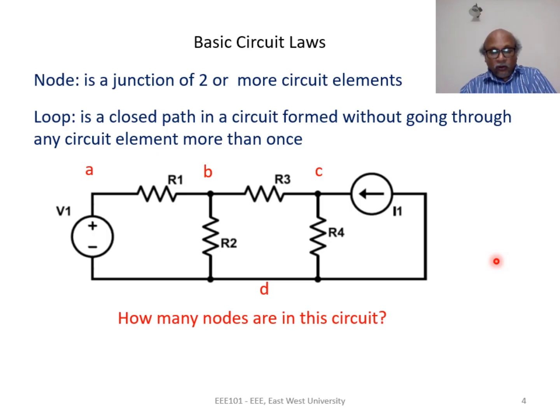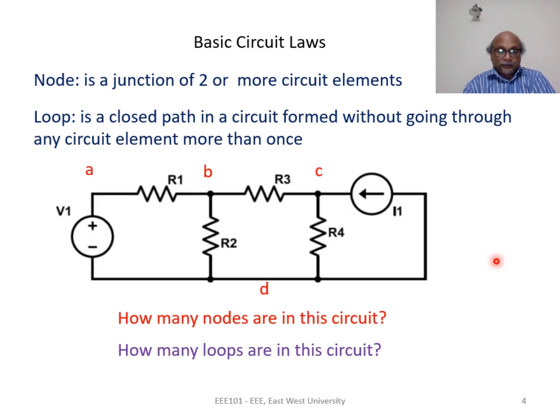Next we want to know how many loops there are. It is easy to identify the loops. A loop we can travel in 2 possible directions. We can go clockwise or we can go counterclockwise. So remember that the same loop can be traveled in 2 different directions.